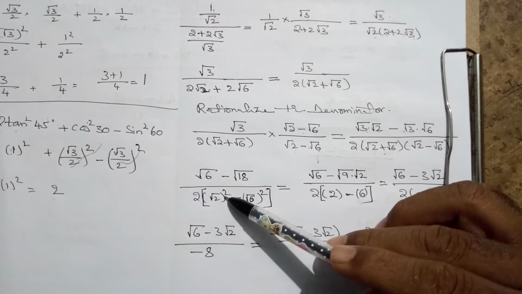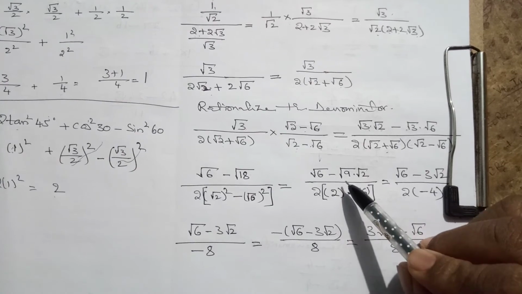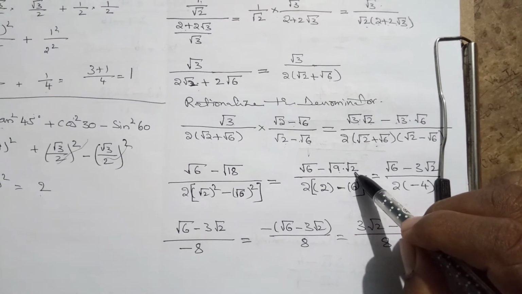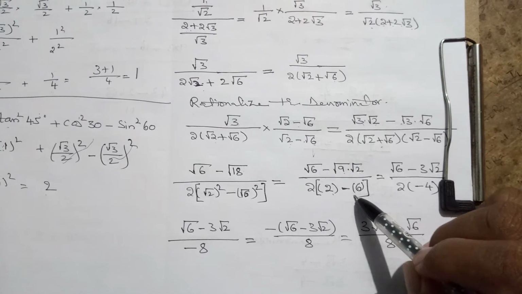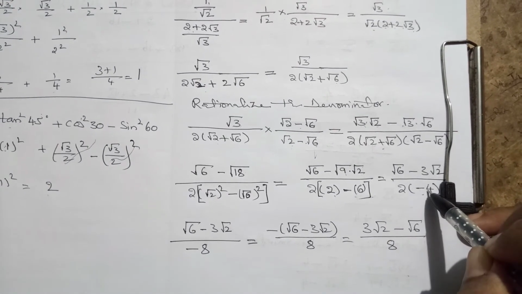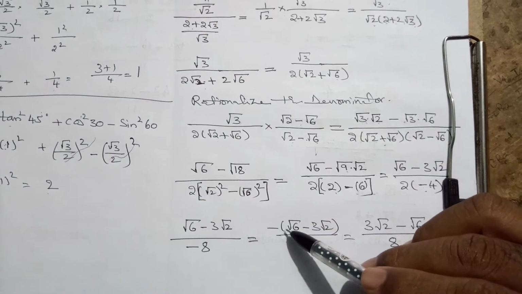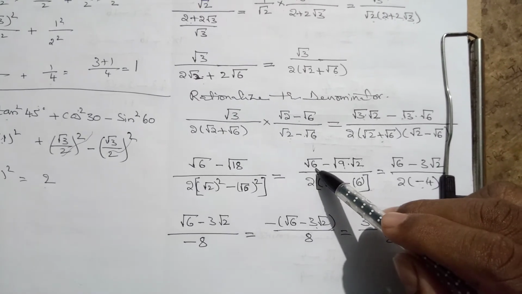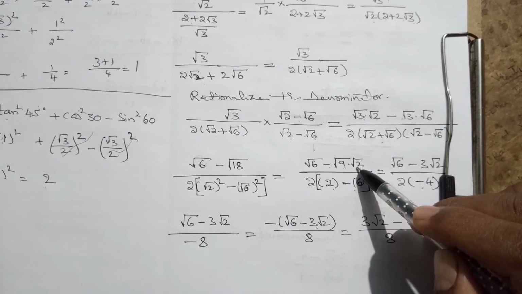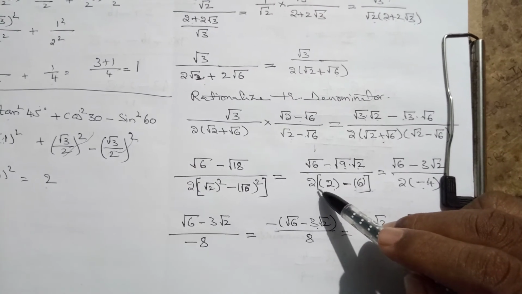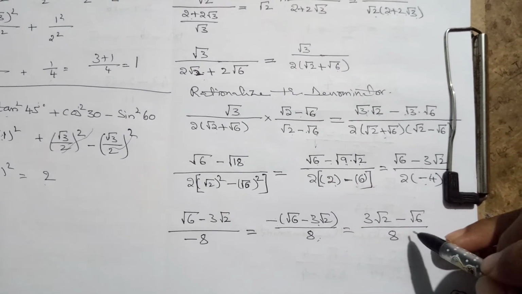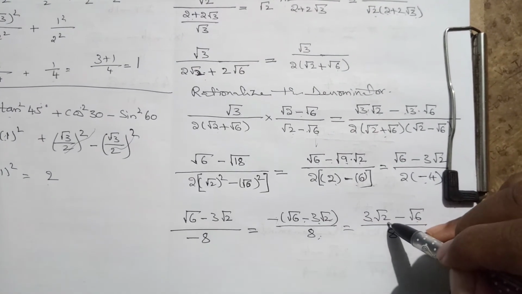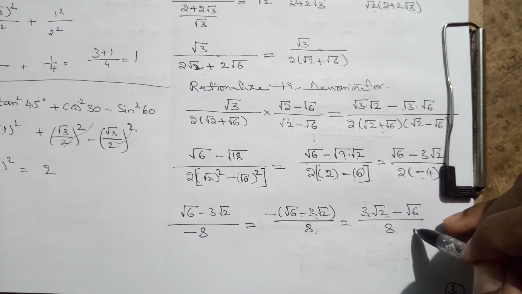Therefore the roots will cancel here, and root 18 can be written as root 9 times root 2. 2 minus 6, that is minus 4, that is minus 8. Here the minus will go to the numerator part, and root 9 can be written as 3. Therefore root 6 minus 3 root 2 by minus 8. The minus will come here: minus of plus is minus, minus 6, minus of minus is plus 3 root 2. 3 root 2 minus root 6 whole by 8.